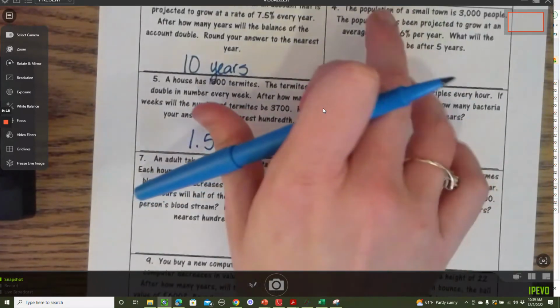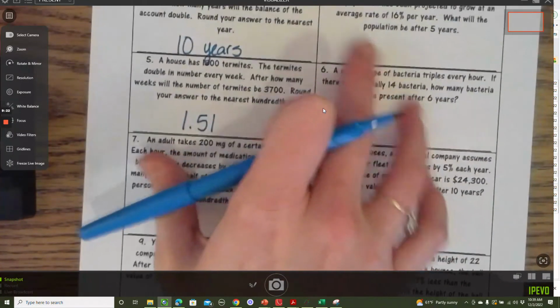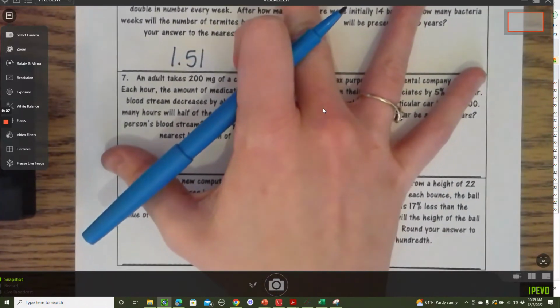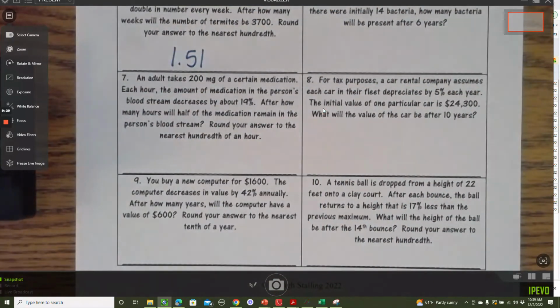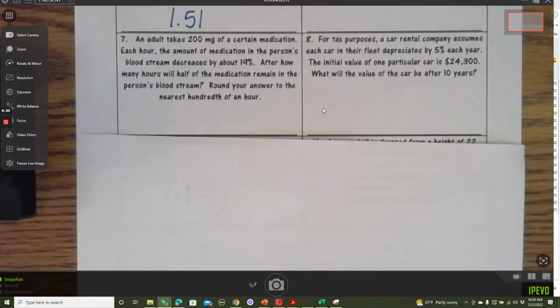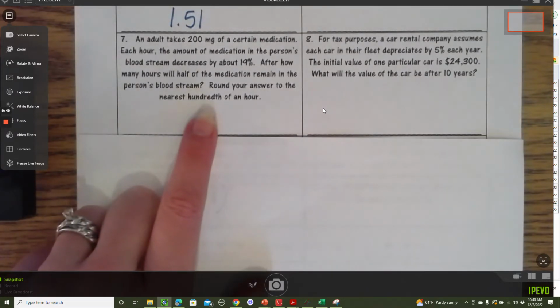So I'll give you a hint. These two are growth. Top 4 are growth. Bottom 4 are decay. Just so you kind of know. All right, number 7. An adult takes 200 milligrams of a certain medication. Each hour, the amount of medication in the person's bloodstream decreases by about 19%. After how many hours will half of the medication remain in the person's bloodstream? Round your answer to the nearest hundredth of an hour. So always pay attention to where you're rounding.